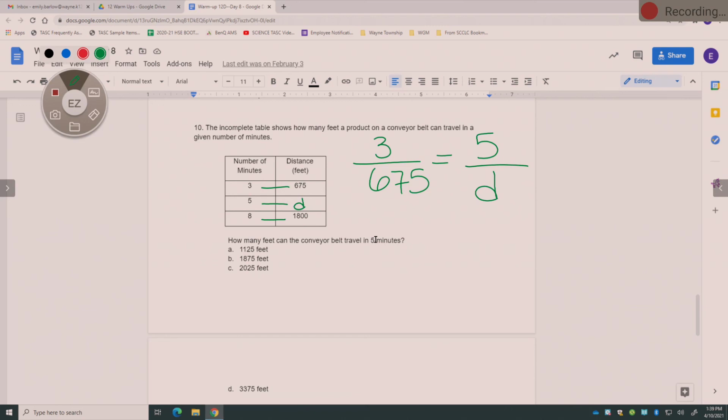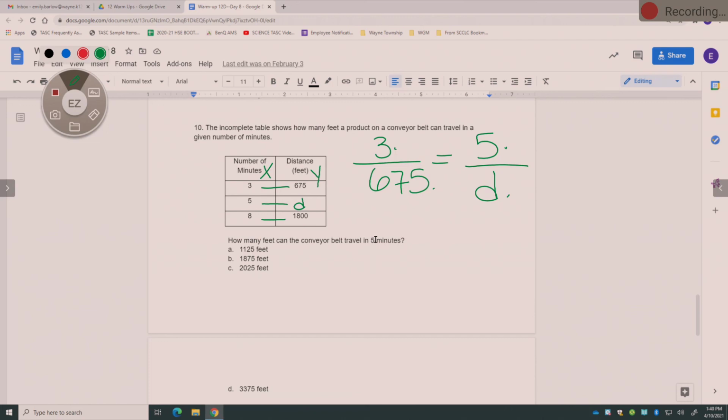Does that make sense? We've talked about things in proportion and things in ratio. This is really similar to those triangle problems. You just need to make sure we can label this X and this Y, right? And we just need to make sure that this X 3 matches up with this Y 675. And this X 5 matches up with this Y, which is D, because we don't know what it is yet.